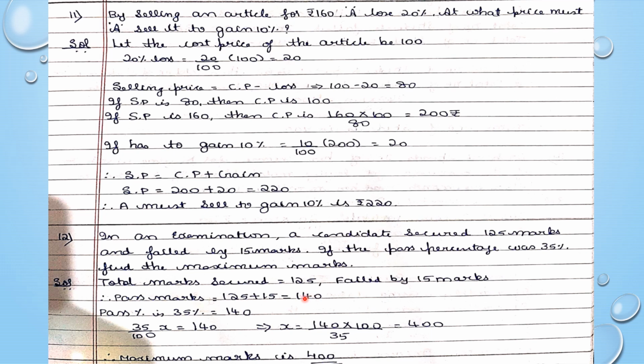So now you have to find out the maximum marks. 35% is the pass percentage, which is written as 35 by 100 into x is equal to 140. So now find out what x is. x is equal to, cross multiplying, 140 into 100 divided by 35. So x will be 400. So the maximum marks is 400. In 400, if you take 35%, you will get 140. So this 140 is called the pass marks which you have to obtain.